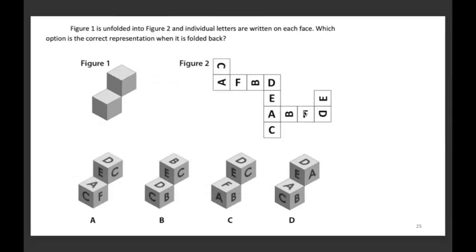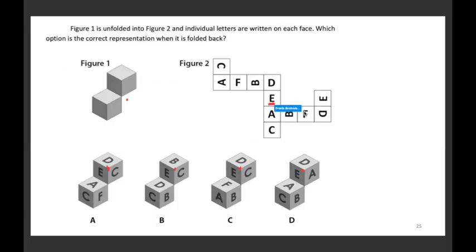Figure 1 is unfolded into figure 2 and individual letters are written on each face. Which option is the correct representation when it is folded back? This is the folded version, and this is how the letters are wrapped around it. This is the unfolded version. We have to find, when we unfold, how the letters will appear. If you look at the first cube in all the options, we'll find DEC, BEC, DEC, and DEA together. Let's look at option 1, DEC.